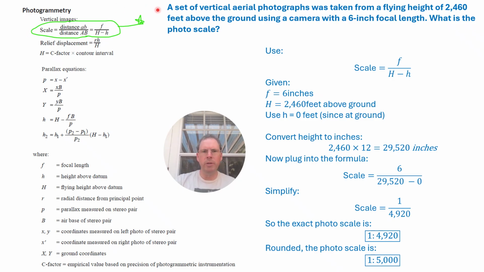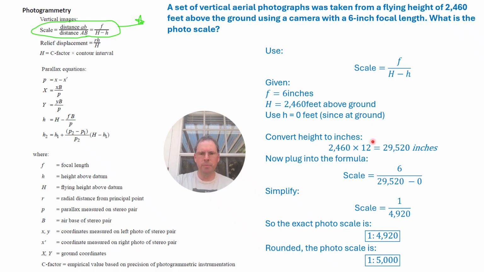So let's say we have a problem. A set of vertical aerial photographs was taken from a flying height of 2460 feet above the ground using a camera with a 6-inch focal length. What is the photo scale? So I went ahead and pulled this equation and put it right here for us to see. And so we're given f, the focal length, the small f is 6 inches. And the capital H is the flying height above the datum, so it's 2460 above ground. And the little h is height above datum, so we're just going to use h equals 0 since we're just going to figure we're at ground level.